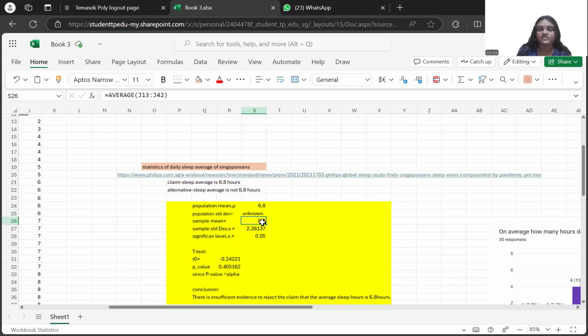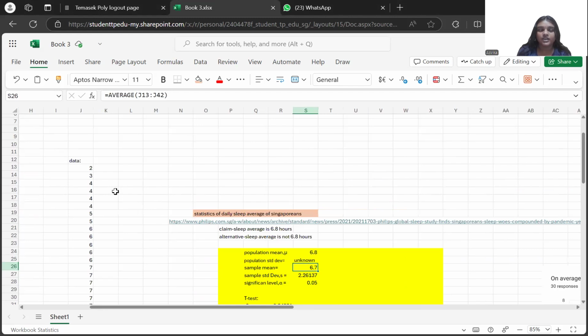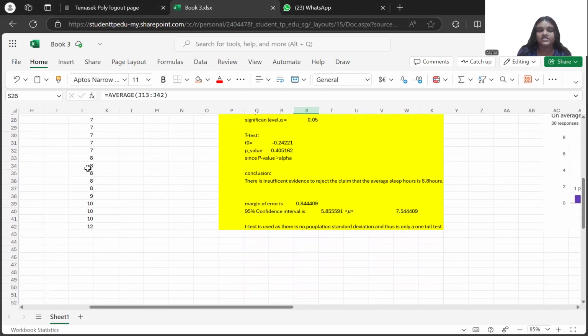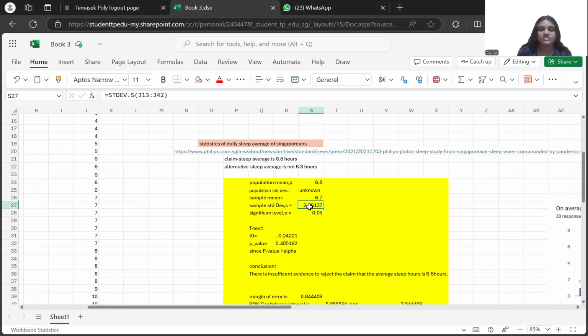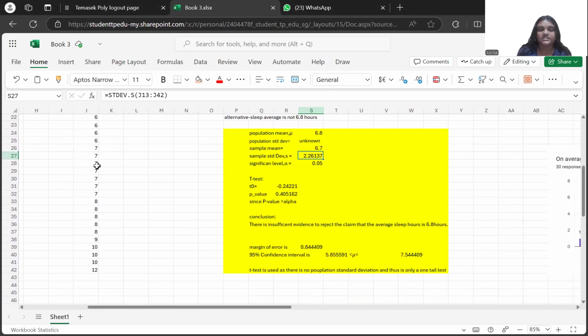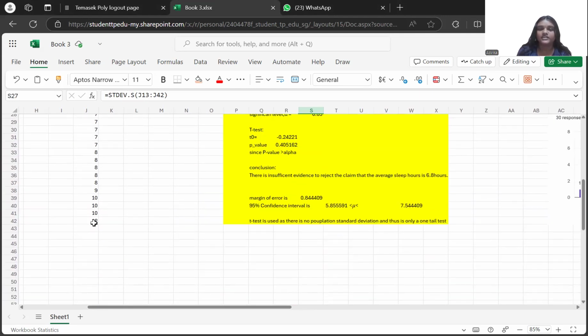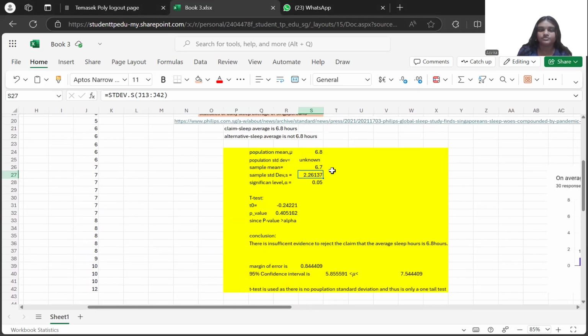Next, we calculate the sample mean using the formula average, from the start of my data till the end of my data that I've collected here. Next, moving on, the sample standard deviation. The formula is STDEV.S, from the start of my data till the end of my data that I've collected here. Moving on is the significance level, alpha. Alpha is 5%, so I just wrote it as 0.05 here.